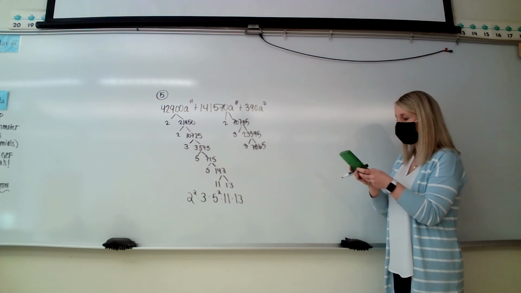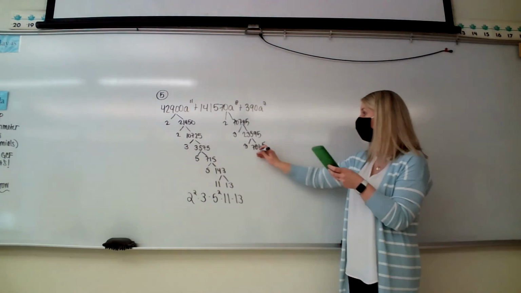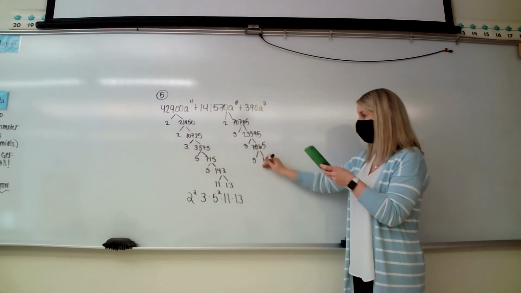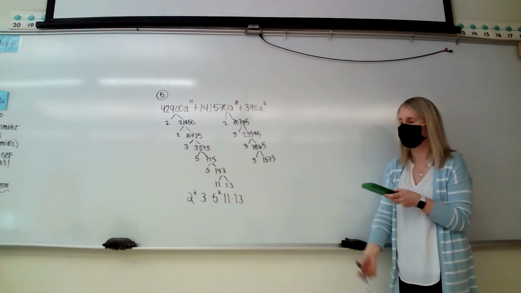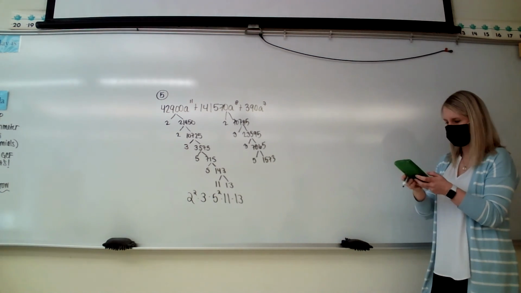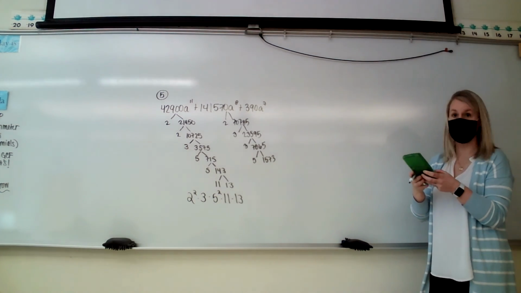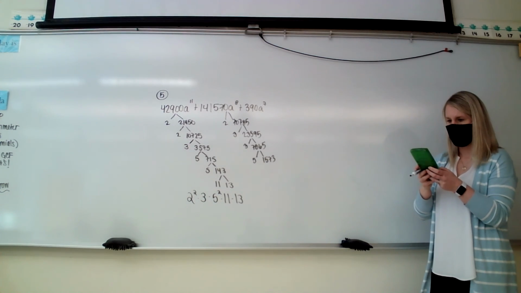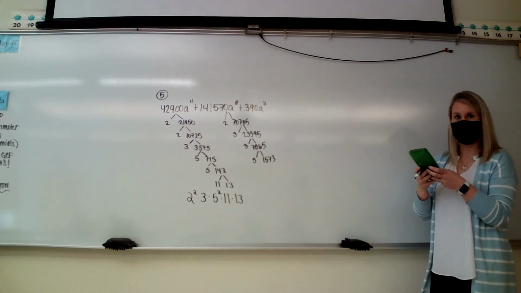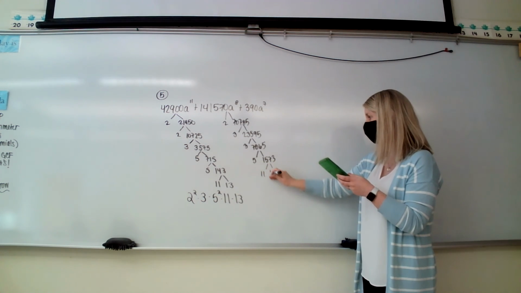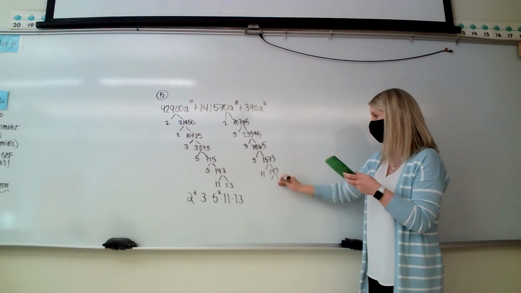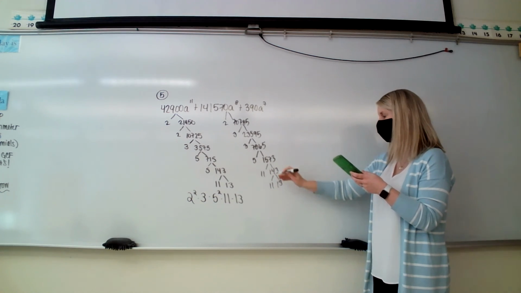So 7,865, that's definitely going to be divisible by 5. But if I divide by 5 again, that's not going to work either. Okay, so 5's out. What's next? Let's see if it's divisible by 7. It's not divisible by 7. Let's see if it's divisible by 11. Oh, it is. And then 143 is also divisible by 11 because it's 11 times 13.